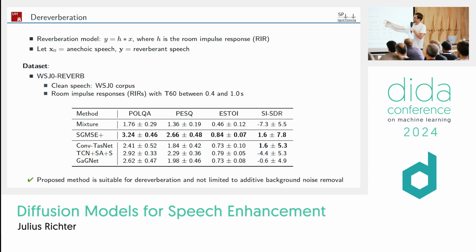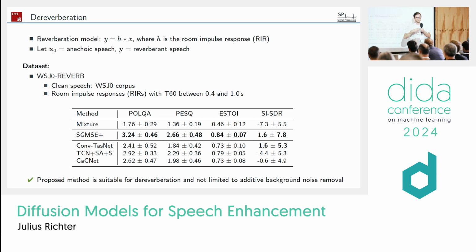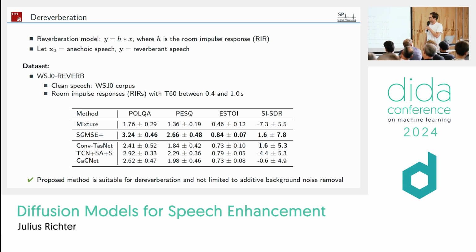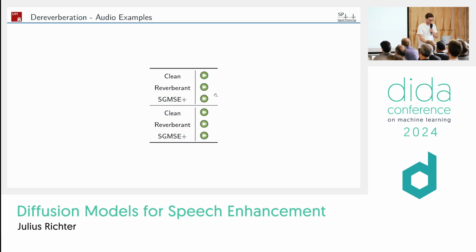So now, in the training, we take the X0, the anechoic speech, so really like in a room without reverberation, and as an input we take the reverberant speech. We tried everything out, we had some experimental setup, and yeah, we also see that this method can deal with these distortions, which was very surprising to us, and that is not only limited to additive background noise. I can give you one example.